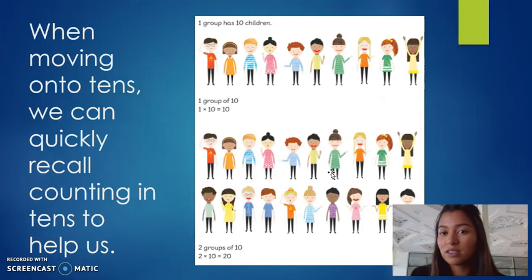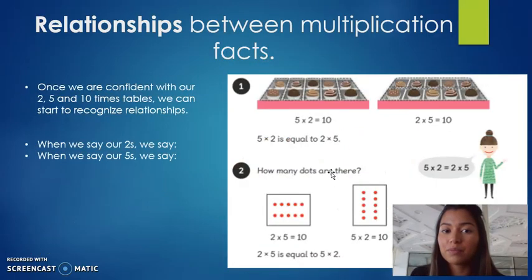When moving on to 10s, the children actually grasp this very easily. They're very familiar with skip counting in 10s, so we would try to really push the times tables in 10s, because once they've consolidated that, the rest would follow easily. So the relationships between the multiplication facts would start to kick in then, especially between the 2s, 5s and 10s.